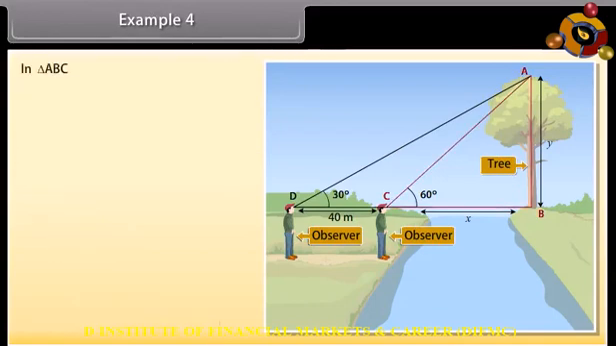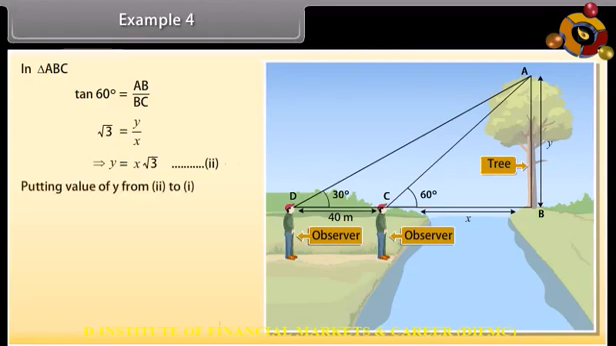In triangle ABC, tan 60 degree is equal to AB upon BC, that is square root of 3 equal to y upon x, which implies y is equal to x into square root of 3. Equation 2. Putting value of y from equation 2 to 1, we get x plus 40 is equal to x into square root of 3 whole into square root of 3, which equals 3x.